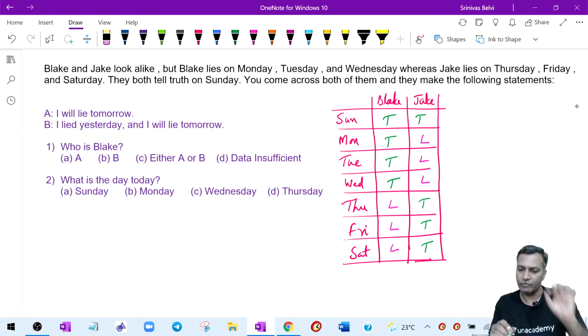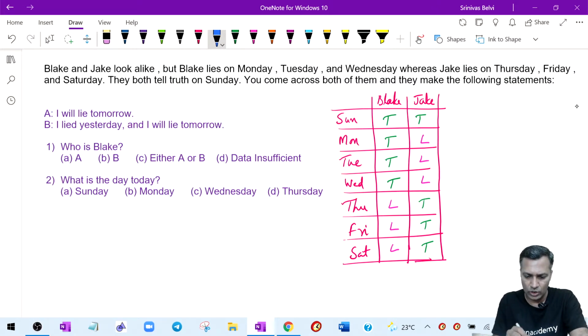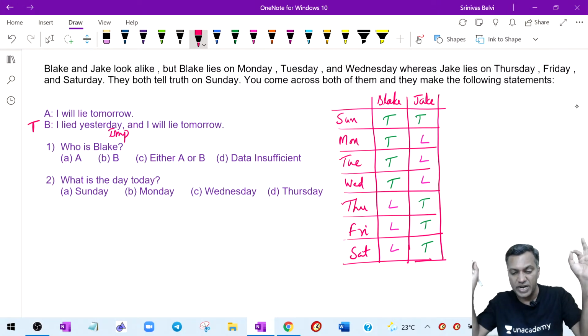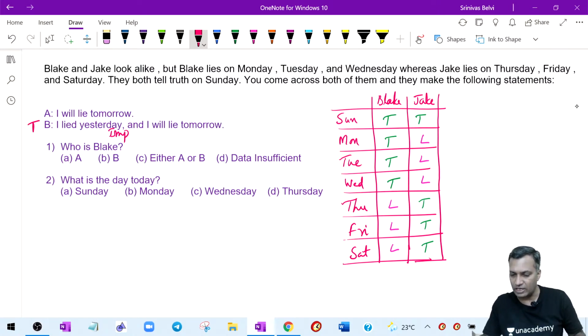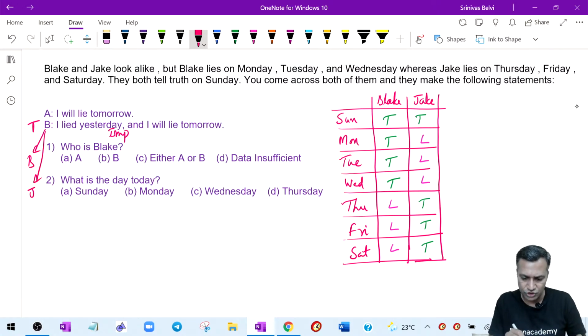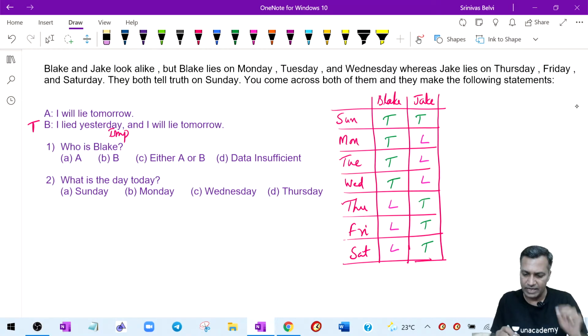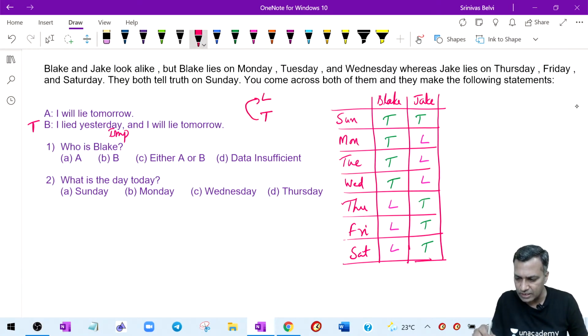Very similarly, when you look at this, listen very carefully, all of you. Look at A you read, B you read. After reading B, you realize that this is an impossible situation to be true. B is impossible to make true. Whether you think B as Blake or as Jake, is there any day where it is possible that you are telling the truth, the day before you were telling a lie, and the day after you will be telling a lie?